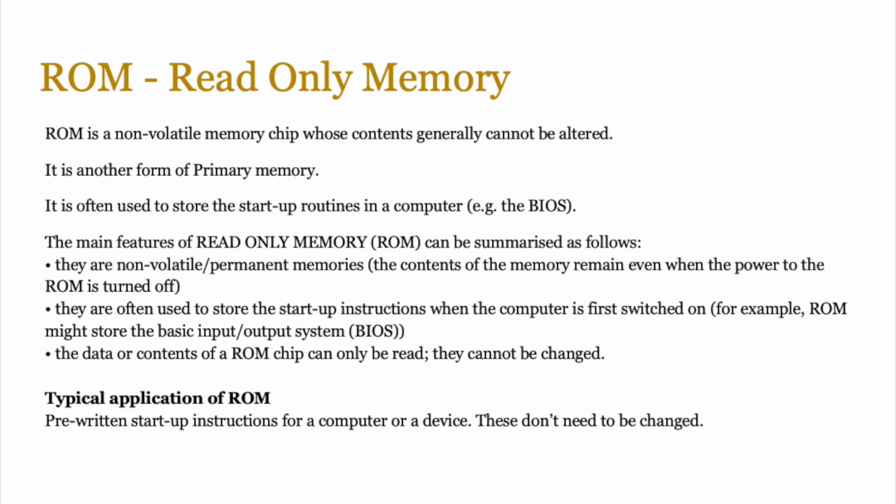ROM is non-volatile. The contents of the memory remain even when the power is turned off. Therefore, it's a type of permanent memory. ROM is often used to store the startup instructions, which is the basic input-output system, and this occurs when the computer is first switched on. The data or contents of the ROM chip can only be read, they cannot be changed.